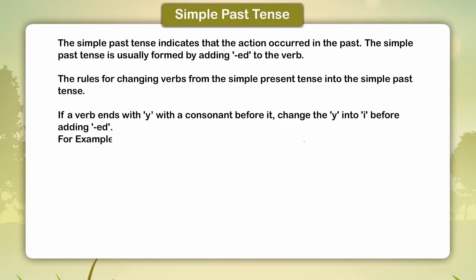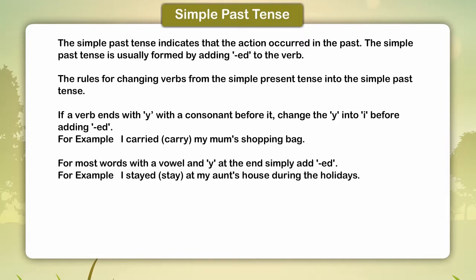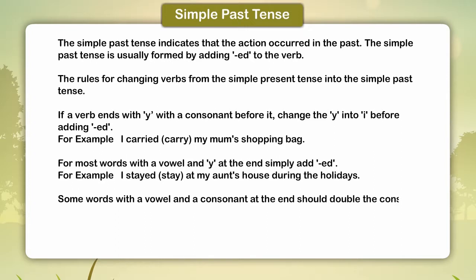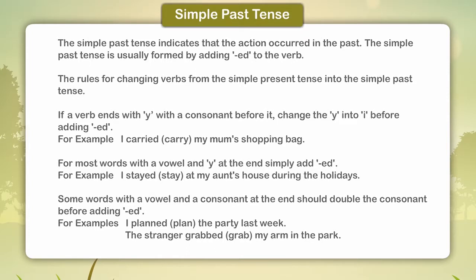For example, I carry my mom's shopping bag. For most words with a vowel and y at the end, simply add ed. For example, I stay at my aunt's house during the holidays. Some words with a vowel and a consonant at the end should double the consonant before adding ed. For example, I planned the party last week. The stranger grabbed my arm in the park.